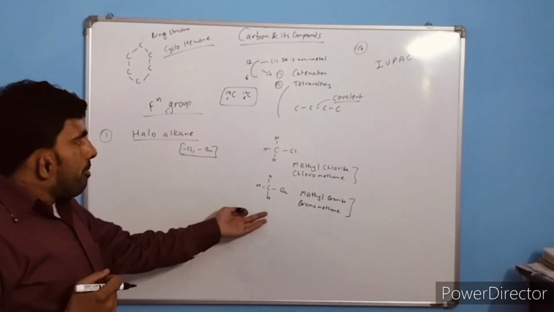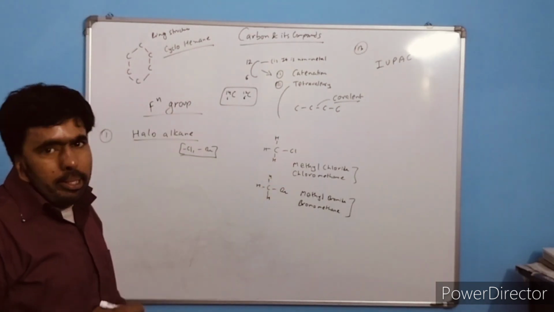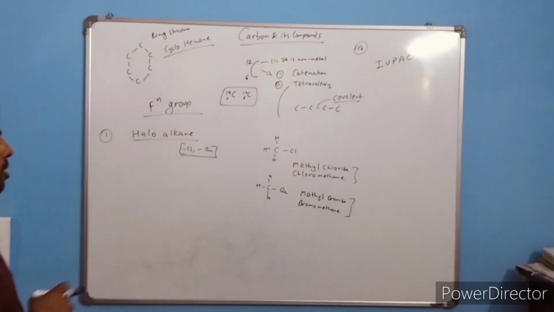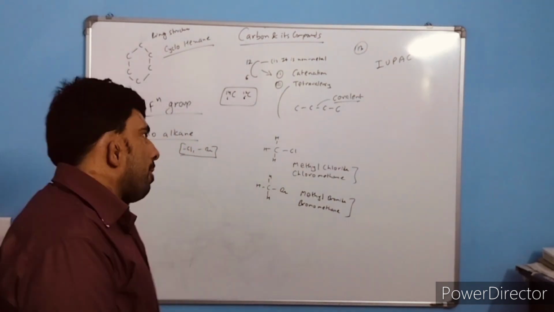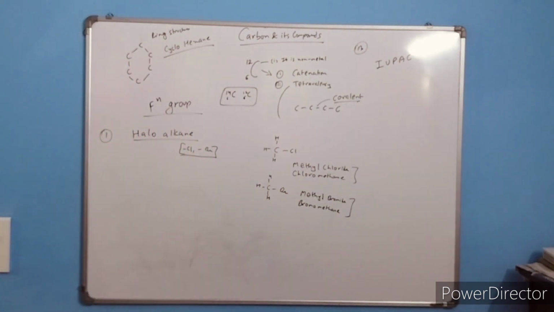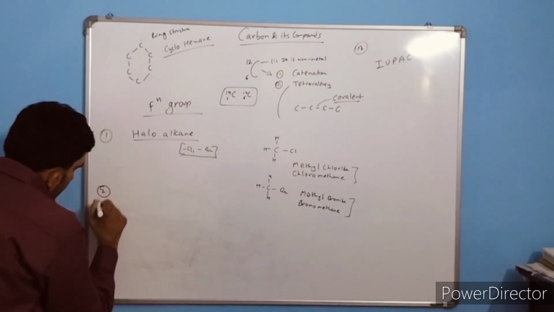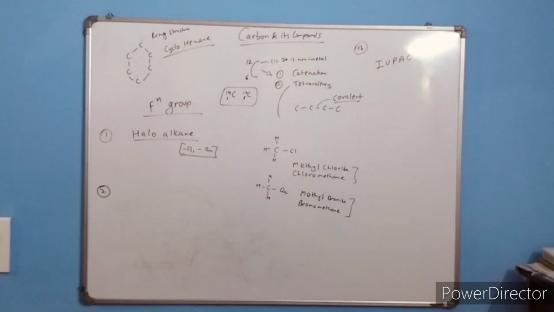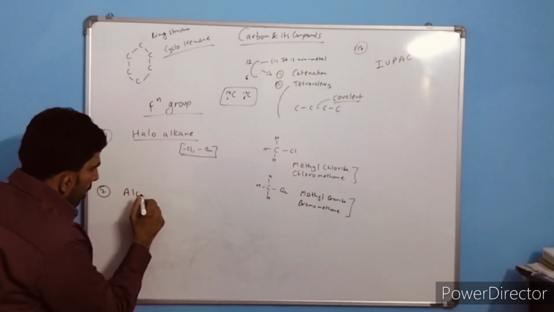Haloalkane is the first functional group. See how, when I apply this group, their naming changes. That makes a lot of difference. Now we'll talk about the second functional group. The second functional group means alcohol.